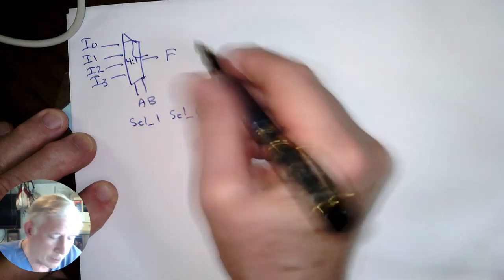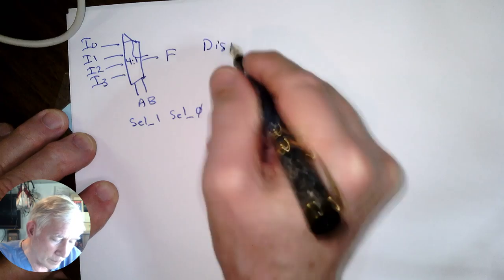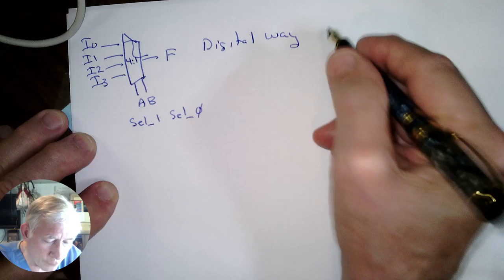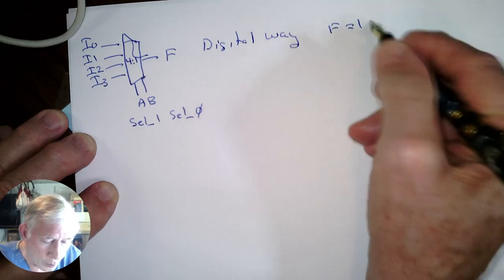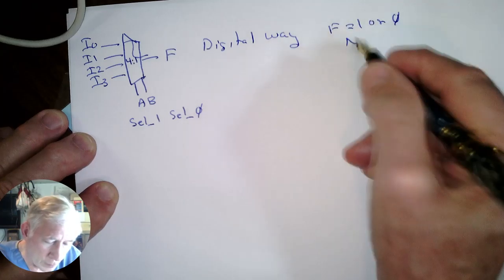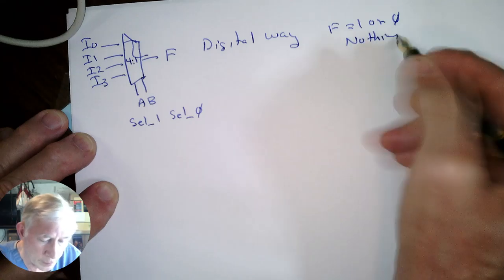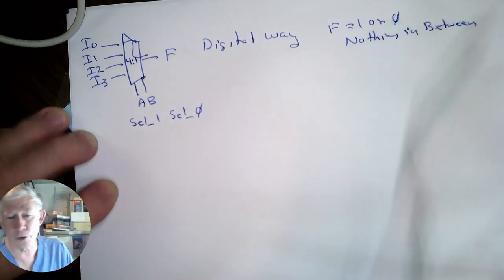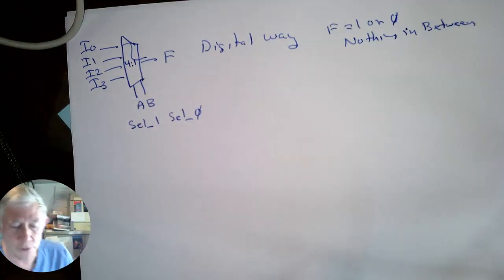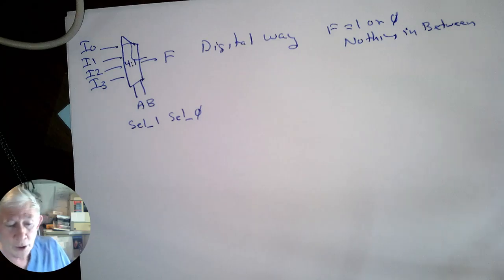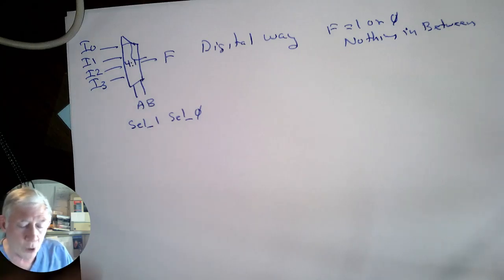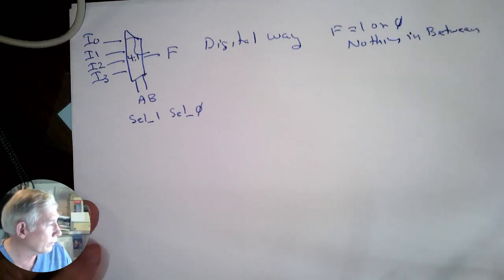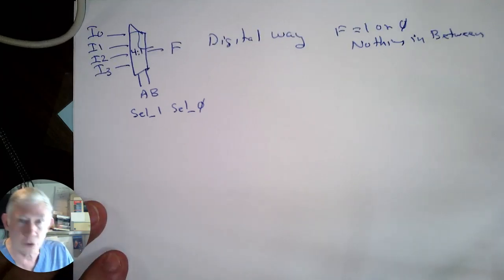Now it connects it in a digital way, so that F either equals 1 or 0 and nothing in between. Except, of course, when it's transitioning, and then for a brief instant, it's between those two, but it doesn't take long. And we don't ever really want to think about F being anything other than zeros or ones. All right? And so that makes it a digital multiplexer.